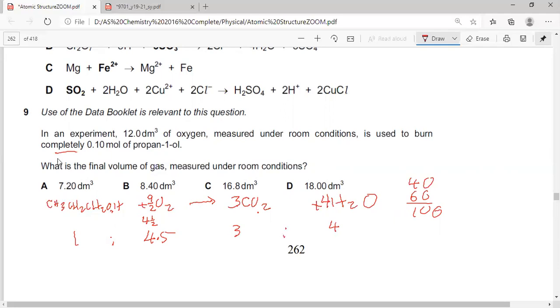So now it says here in the experiment, the volume is how much? 12 dm³.